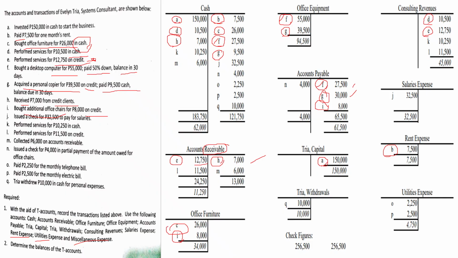Now, let's proceed to letter J. Letter J, issued a check for 32,500 to pay for salaries. Take note, a check is also a form of cash. Now, when we pay, that means our cash will be reduced or decreased. So again, it being an asset, once decreased will be credited. So letter J, we decrease cash, we credit cash.